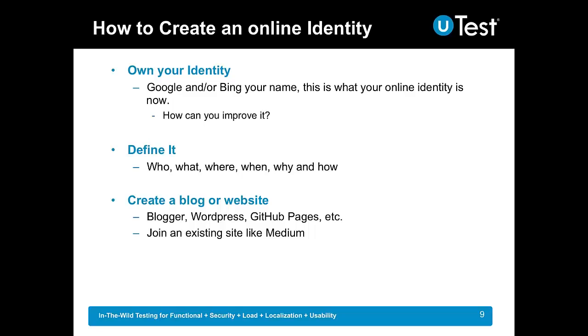And putting it online, that could be as easy as creating a blog or a website. There are lots of options. I'm just listing a few here. Blogger is really well known because it's really easy. WordPress is a little bit harder, but a little bit better for design, that sort of thing.